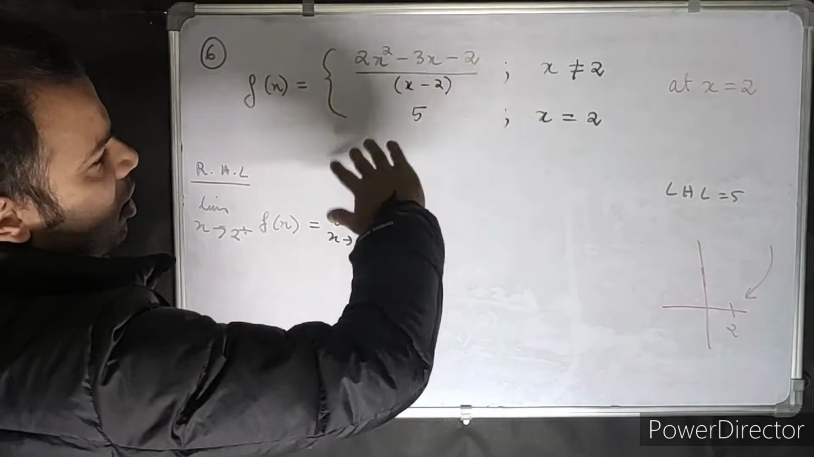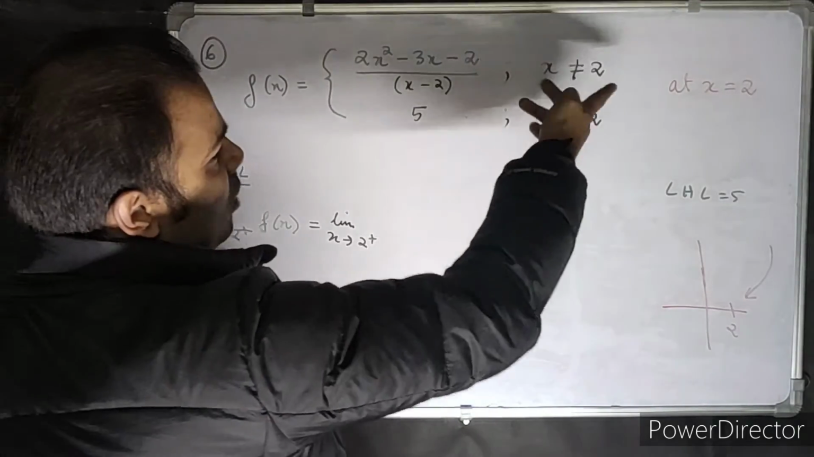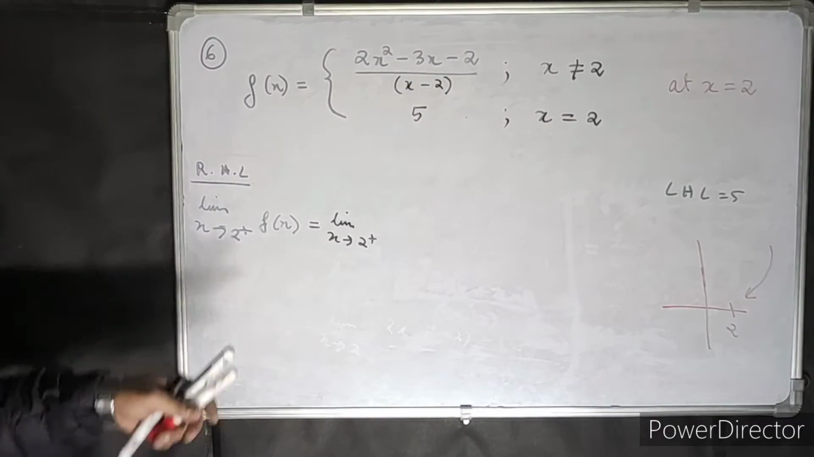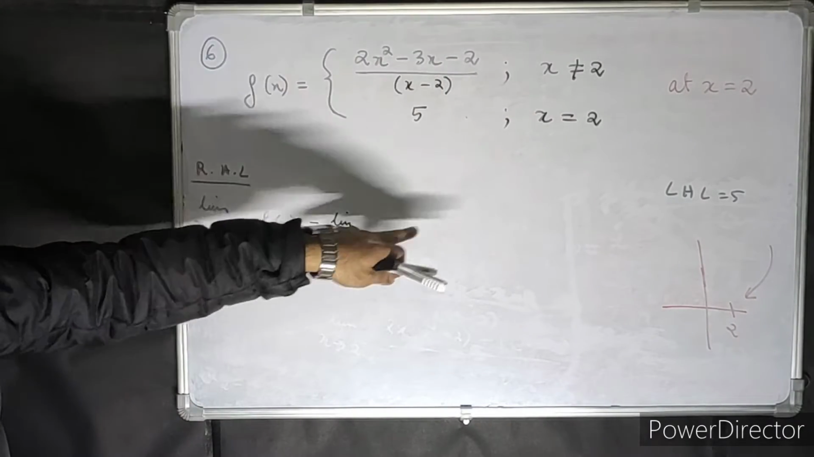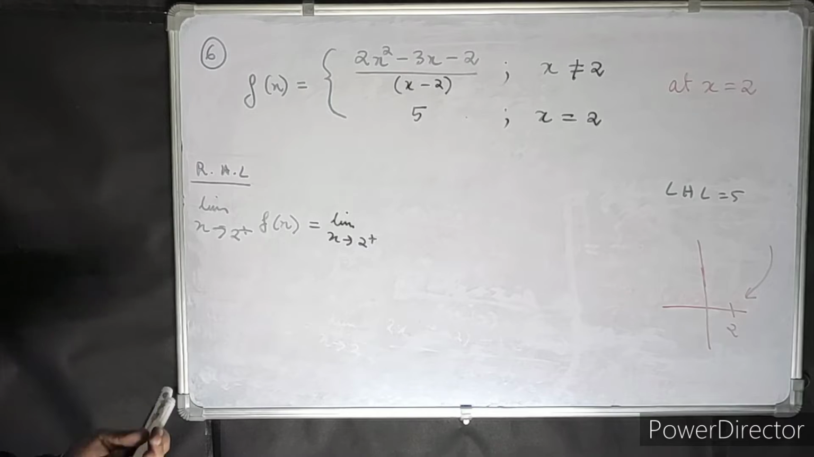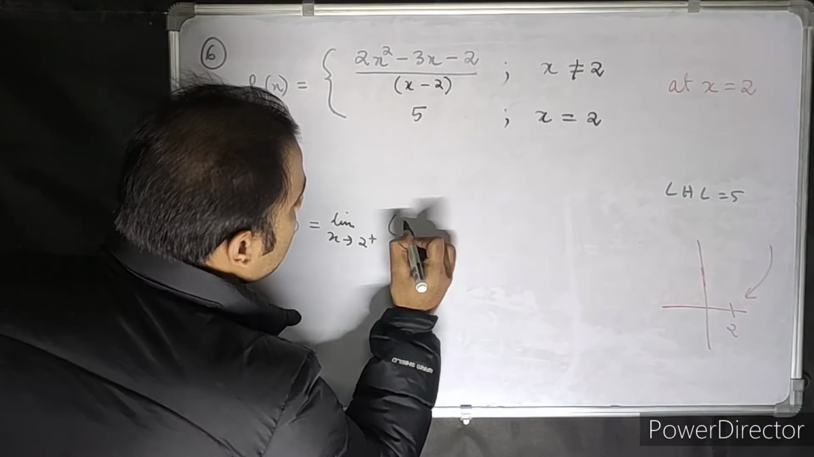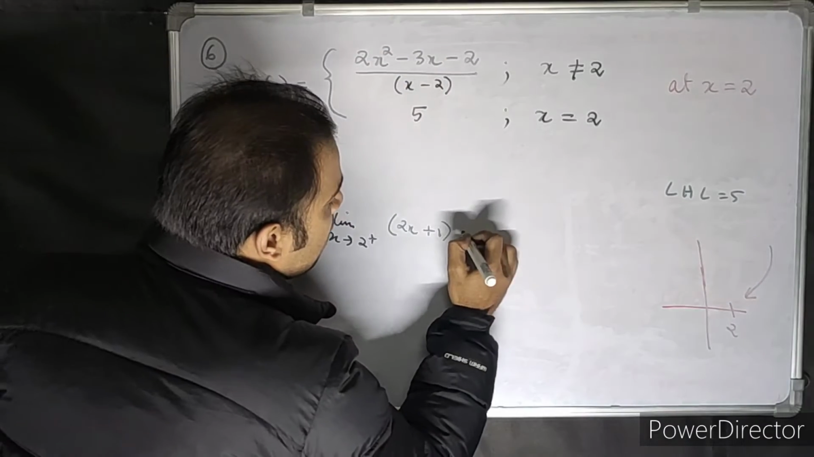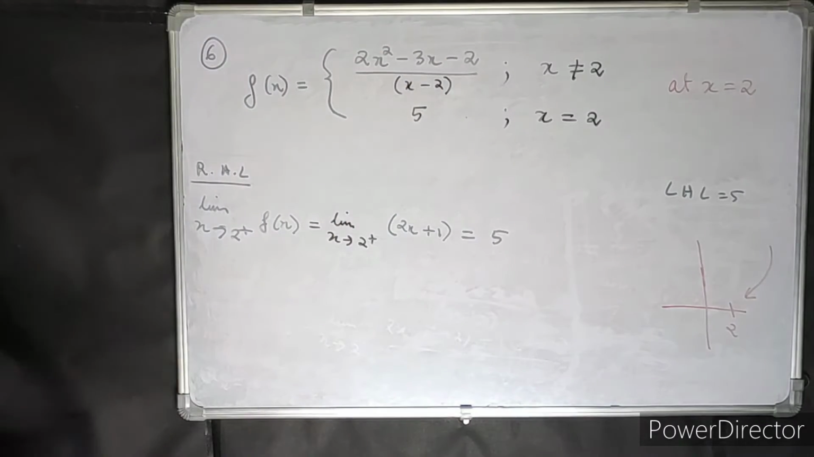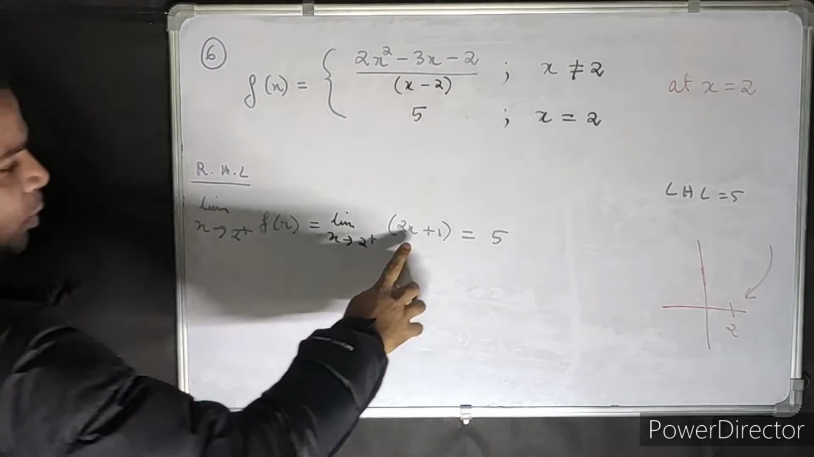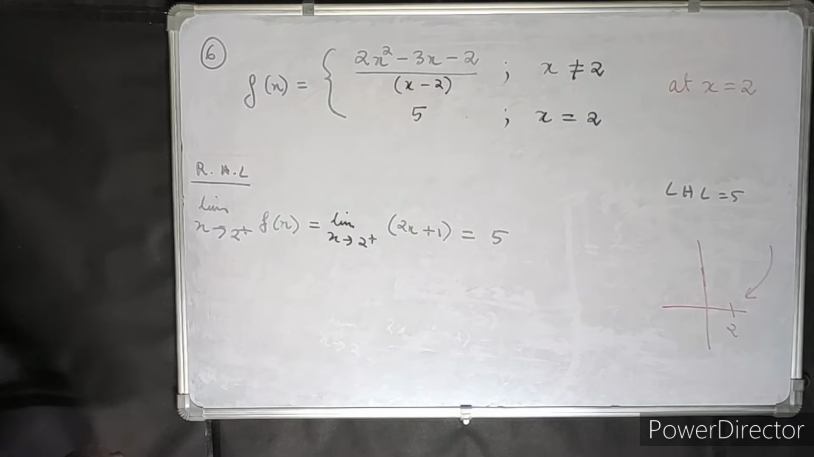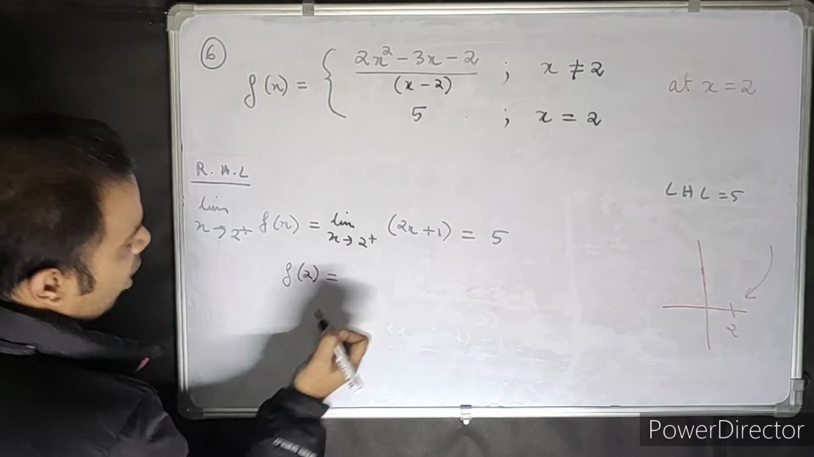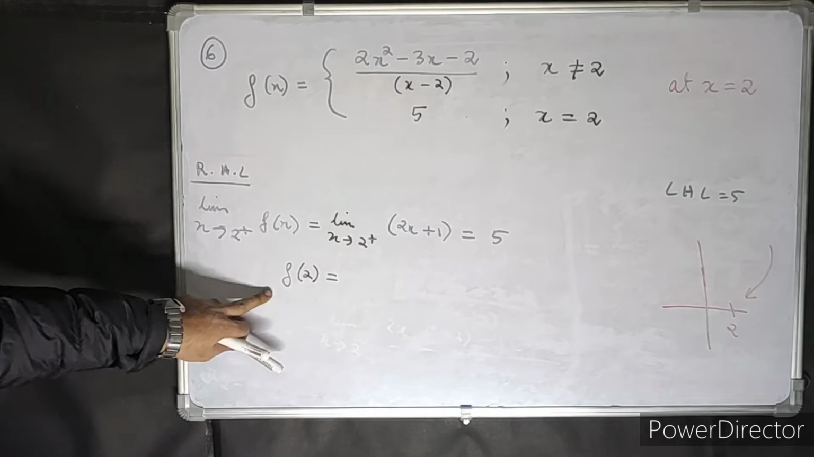We don't have greater or lesser rules over here. We just have equal to 2 or not equal to 2. So it's not equal to 2, so we'll use the same thing. You don't have to write the whole thing again, expand and cancel. You just write 2x plus 1, which is equal to 5. See, RHL is also 5 when you put 2 over here. Now you have to find the function. So f of 2 means what? When x is equal to 2.